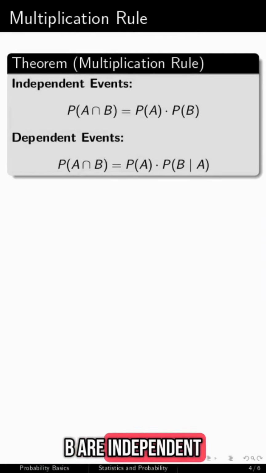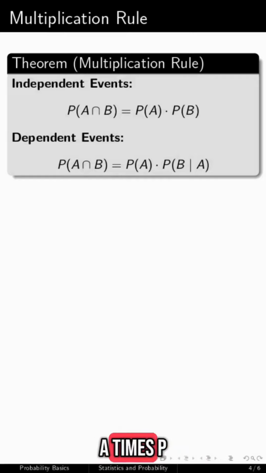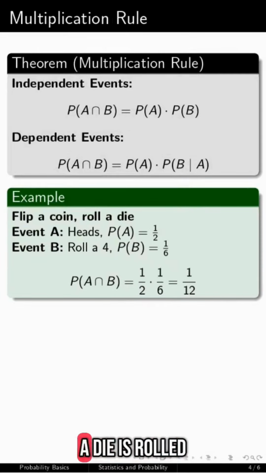If A and B are independent, then P of A and B equals P of A times P of B. If A and B are dependent, then P of A and B equals P of A times P of B given A.